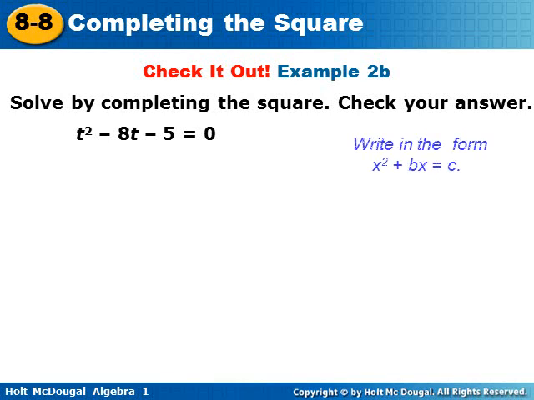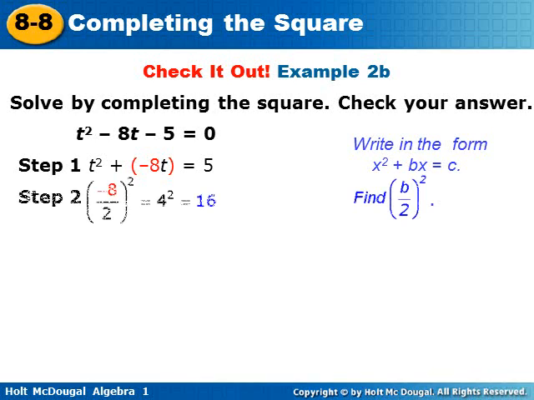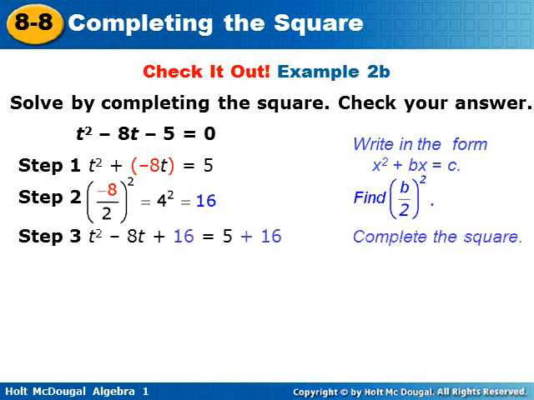So we need to write the equation in the form x squared plus bx equals c. We're going to add 5 to both sides, so we get t squared plus negative 8t equals 5. We're going to find b divided by 2 squared. So negative 8 is b, divided by 2 is negative 4, squared is 16. We're going to complete the square by adding that to both sides. So t squared minus 8t plus 16 equals 5 plus 16.